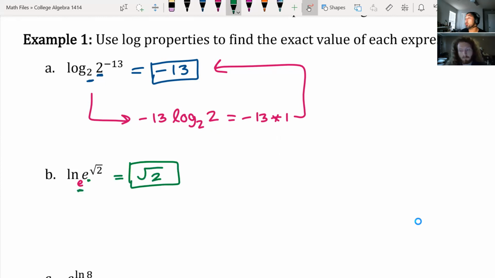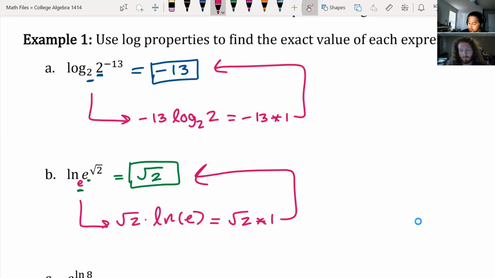And again, you could also use the power rule on this one, just like we did above. You could say, all right, the square root of 2 comes down, and you get times the natural log of e, and the natural log of e is 1. You get the square root of 2 times 1, which is back where we were. Good times, fun times.